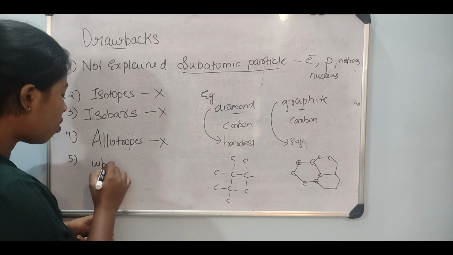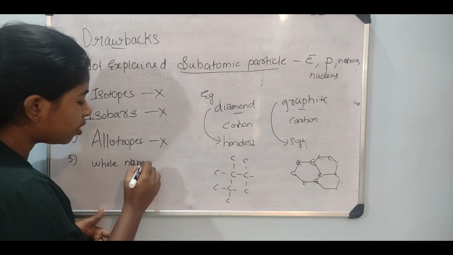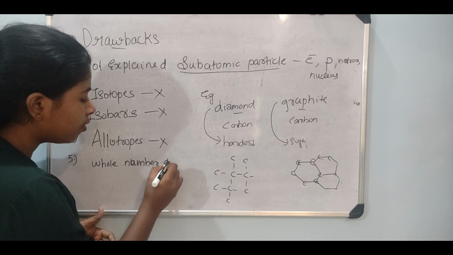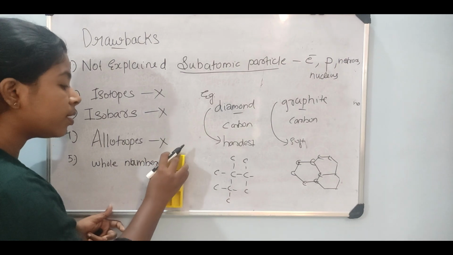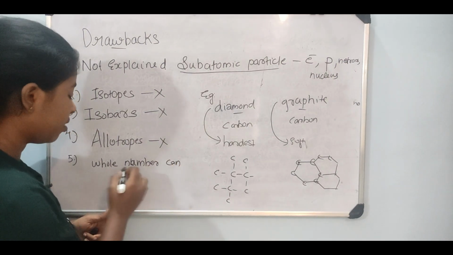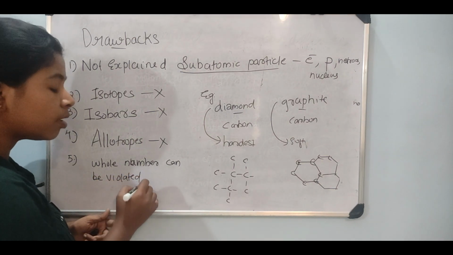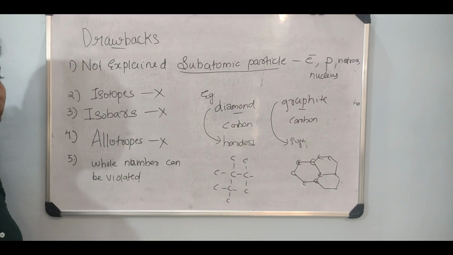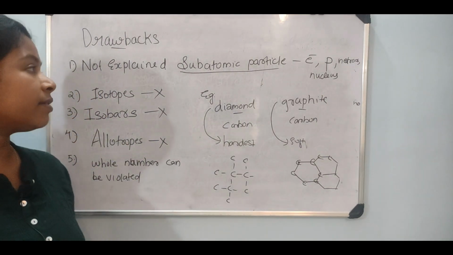So the whole number ratio rule can be violated sometimes in certain complex sugars and all. So these are the drawbacks of Dalton's atomic theory.